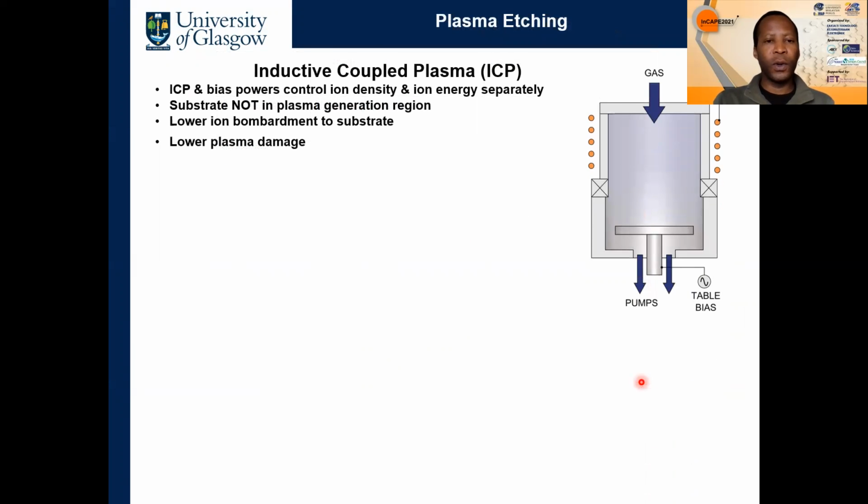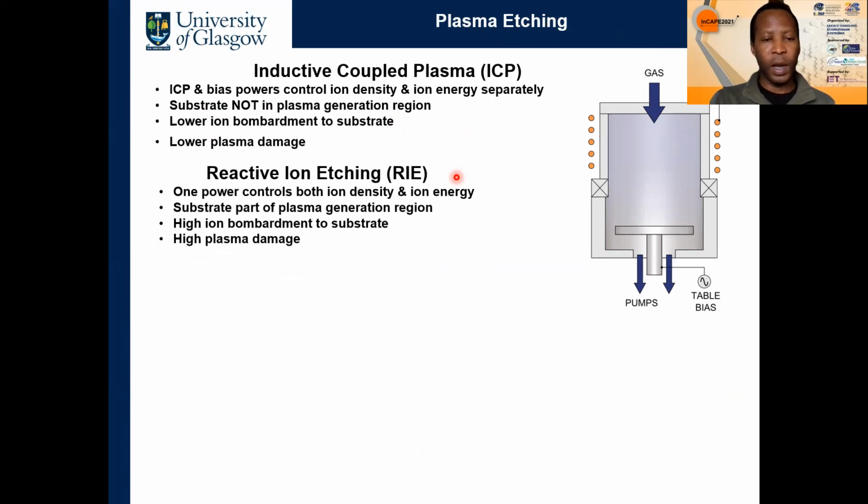There are two main tools for plasma etching. One is the inductively coupled plasma tool, where the ICP power controls the ion density and the bias power controls the ion energy separately. Here, the substrate is not part of the plasma region, which leads to low ion bombardment on the substrate, leading to lower plasma damage. The second most used tool for plasma etching is the reactive ion etching tool. Here, only one power controls both the ion density and ion energy. And the substrate is part of the plasma generation region, and we have higher ion bombardment to the substrate, which leads to higher plasma damage.